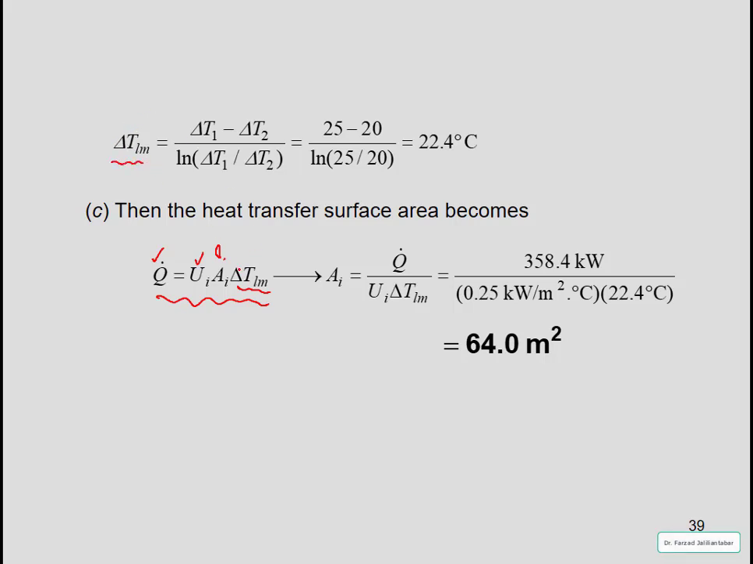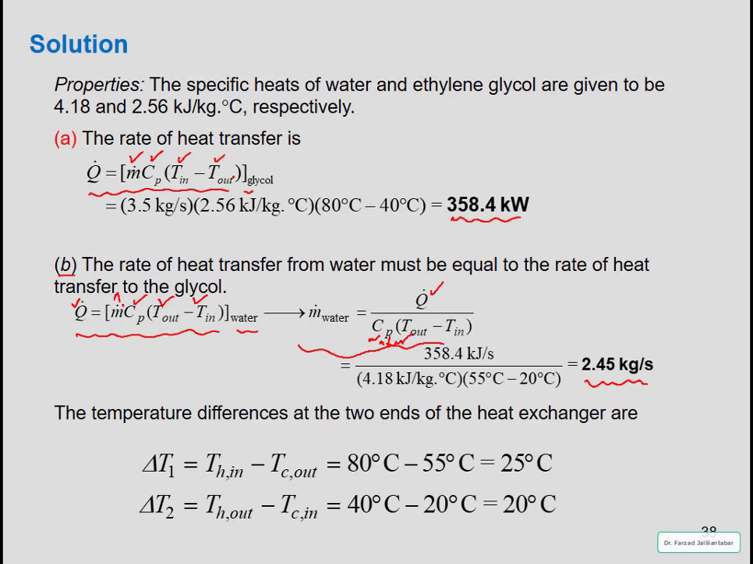This is the equation to calculate delta TLM, which is delta T1 minus delta T2 divided by Ln delta T1 divided by delta T2. Delta T1 and delta T2, according to the definition, are like this. Delta T1 is Th in minus Tc out. Th in means the temperature of the hot fluid at the input to the heat exchanger, which is ethylene glycol, and it is given 80 degrees Celsius, minus Tc out, or the temperature of the cold fluid at the output of the heat exchanger. So by substitution we can find the delta T1.